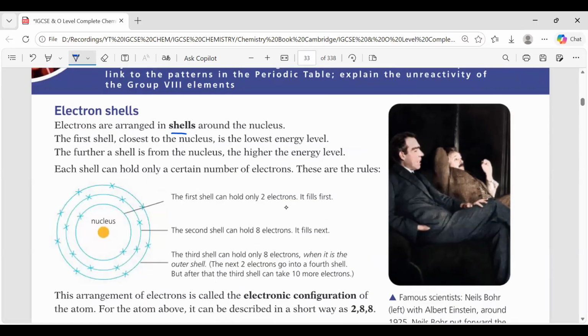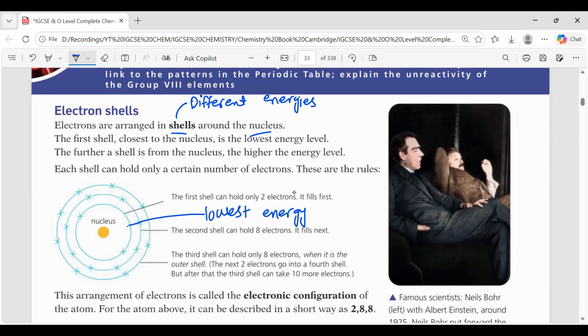Electrons are arranged in the shells around the nucleus. The first shell, closest to the nucleus, is the lowest. One more thing: why are these shells there? Remember, these shells have different energy levels. Each shell has its own energy. The shell closest to the nucleus, the first shell, has the lowest energy.